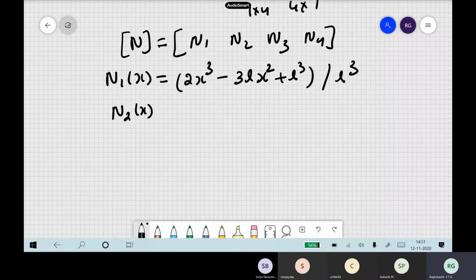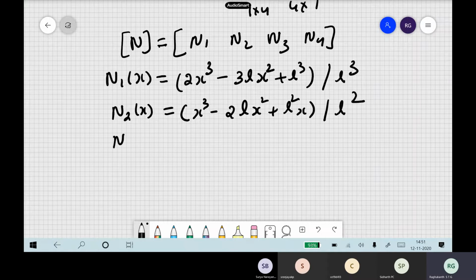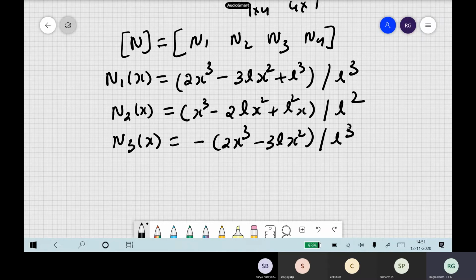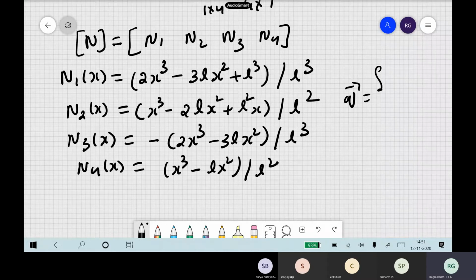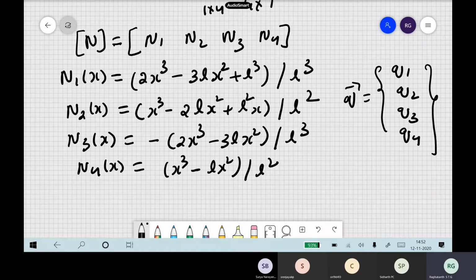So N2 of x will be (x cubed minus 2l x squared plus l squared times x) by l squared. Then N3 of x will be minus of (2x cubed minus 3l x squared) by l cubed. And the last one, N4, will be (x cubed minus l times x squared) by l squared. And of course our q hat. So this gives you all the four unknowns at the end nodes, the displacement and rotation. So this is how we write the shape functions for a simple beam element.